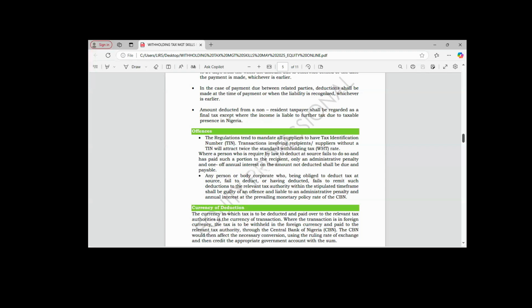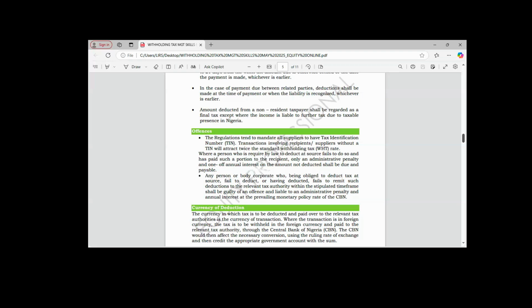Before now, when you were supposed to deduct and you failed to deduct, when the tax authority found out about that transaction, you were going to be liable for that payment that you refused to deduct, and you also were liable for interest and penalty. But now the law has been modified. Where you are supposed to deduct, but you refuse to deduct, you are not going to be liable for that payment that you did not deduct. You are going to only be liable for administrative penalty and interest at the prevailing commercial rate.